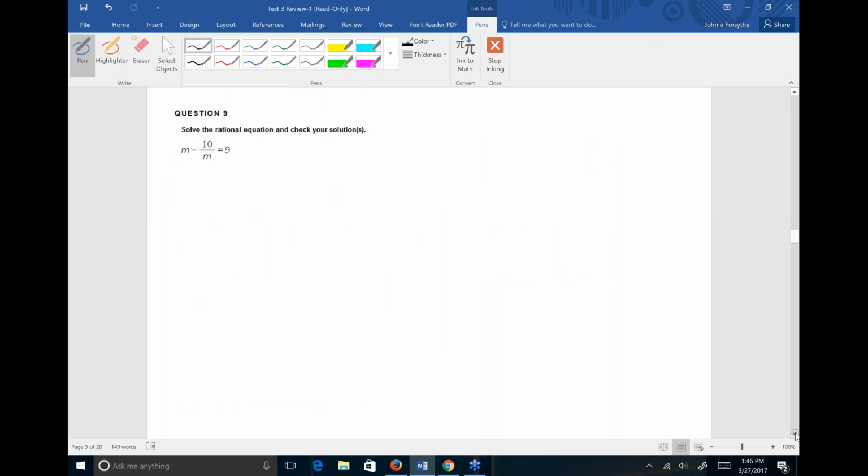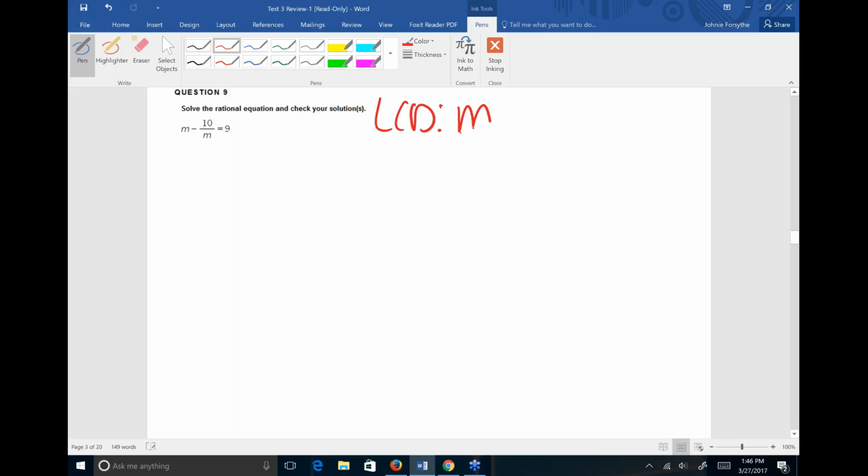Question 9. Solve the rational equation and check your solutions. So we have m minus 10 over m equals 9. Let's multiply by the least common denominator, which would be m. Because this first expression, m, has a denominator of 1. And then the denominator for the second expression is m.